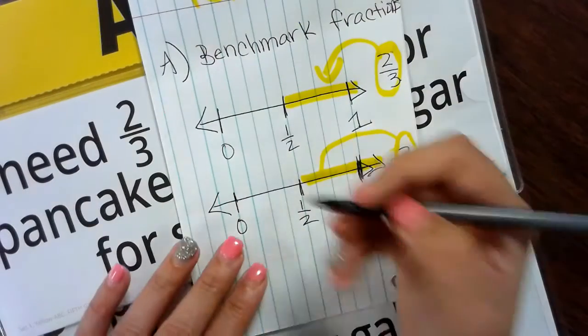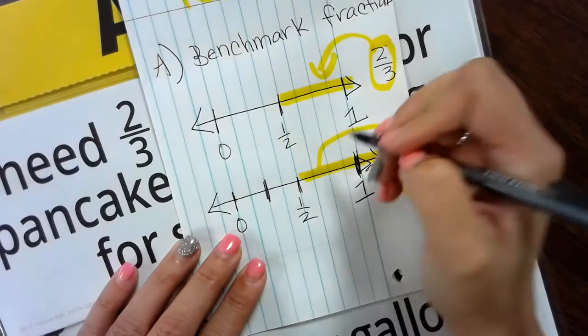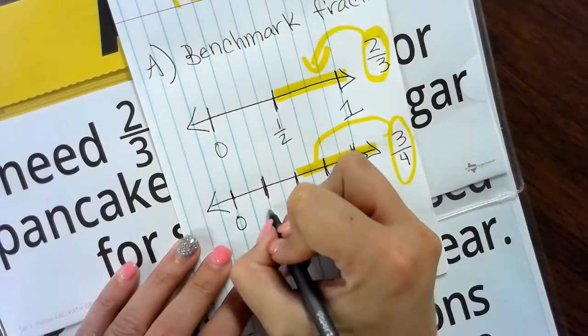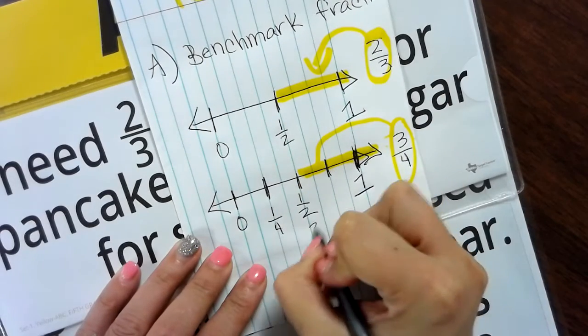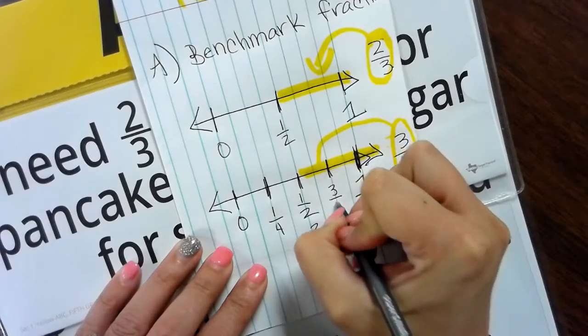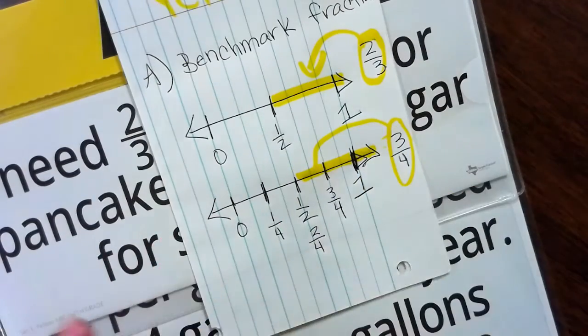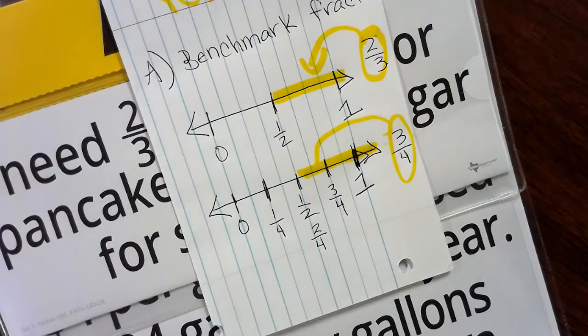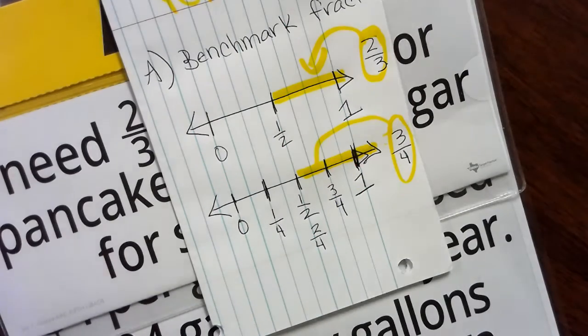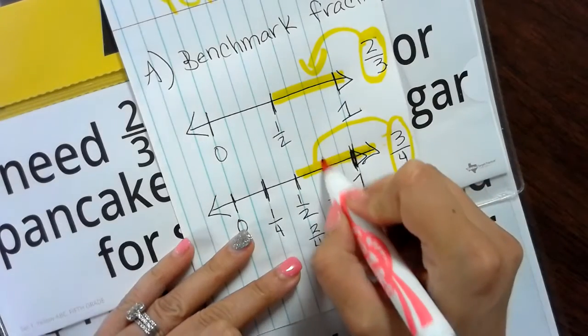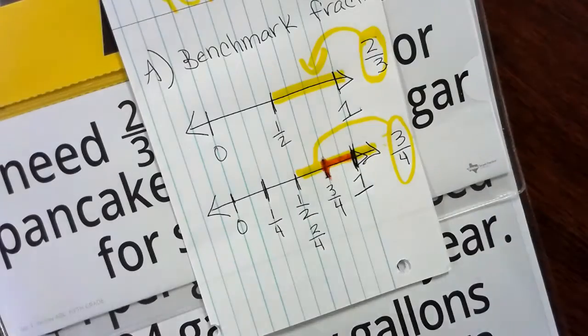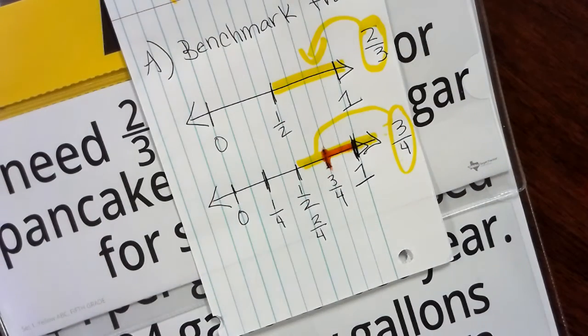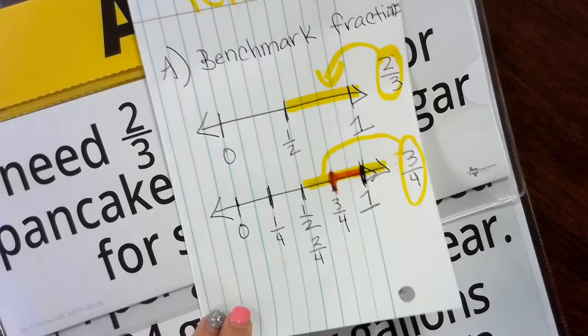Okay, and really, if I cut this number line into fourths, right, this would be 1/4, 2/4, 3/4. So let me change colors real quick. That 3/4 would be right here, covering that area. Okay, so I use those benchmark fractions to figure out where they would be on a number line. So that's section A.